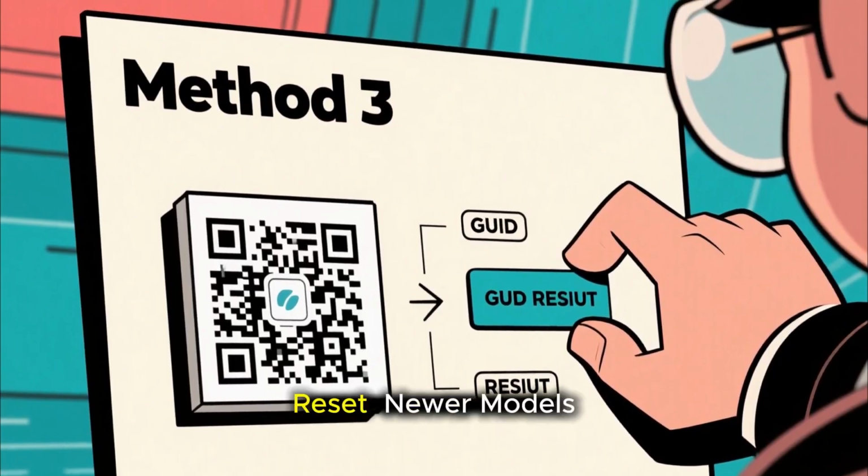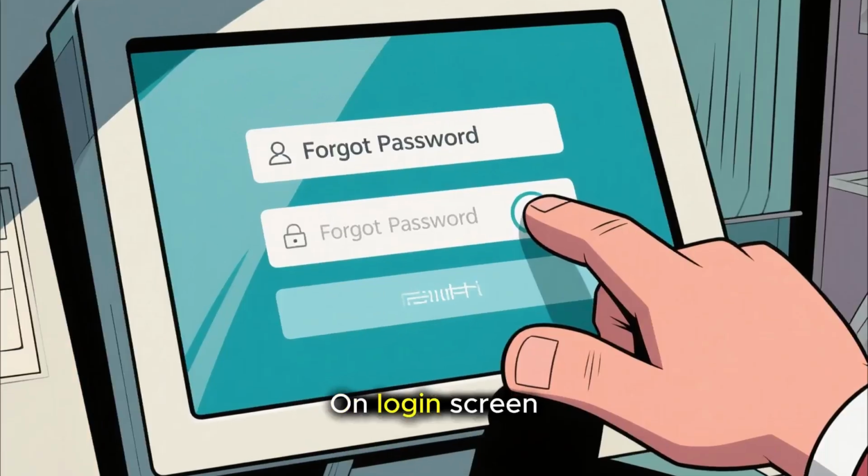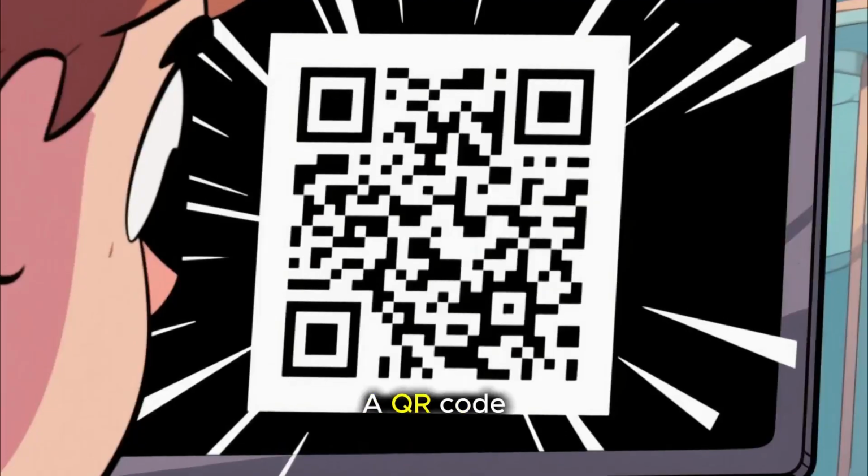Method 3. QR code GID reset. Newer models. Some K1 DVRs support GID reset. Steps. On the login screen, click Forgot Password. A QR code will appear.